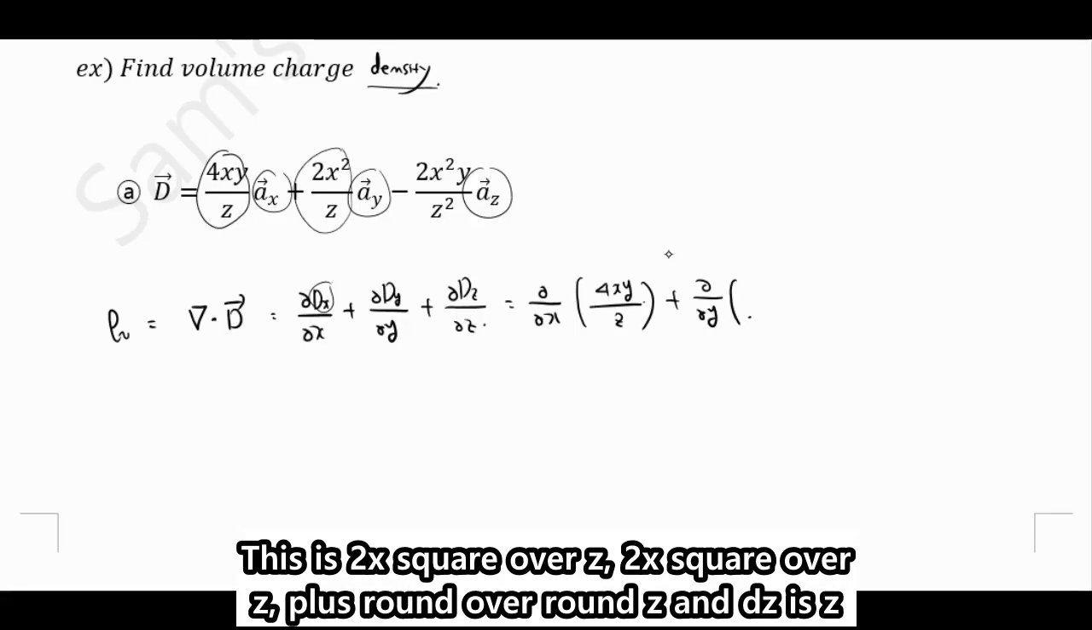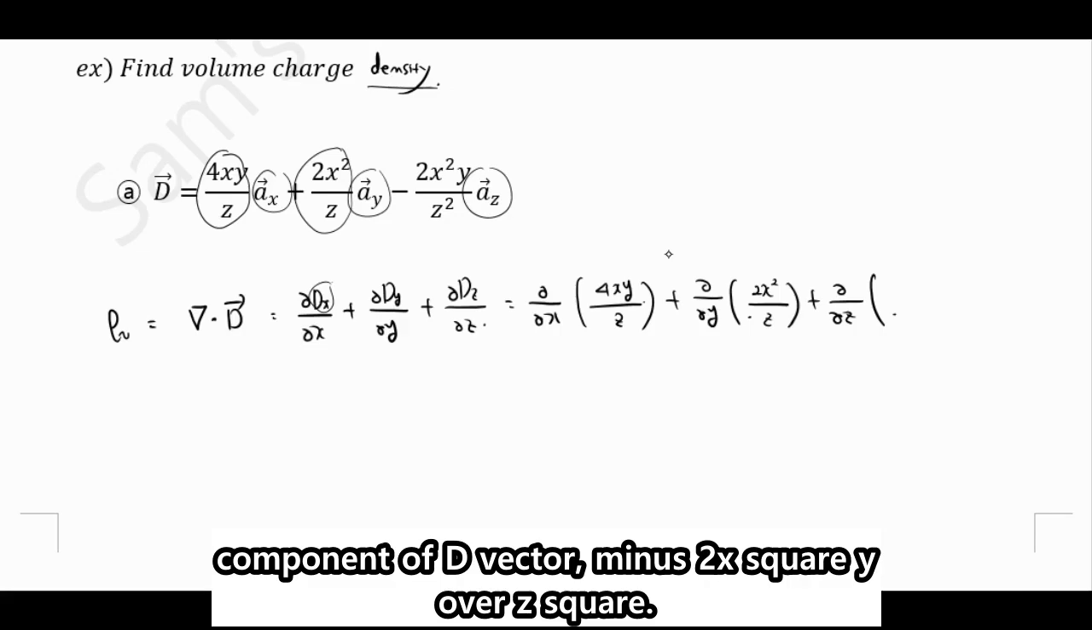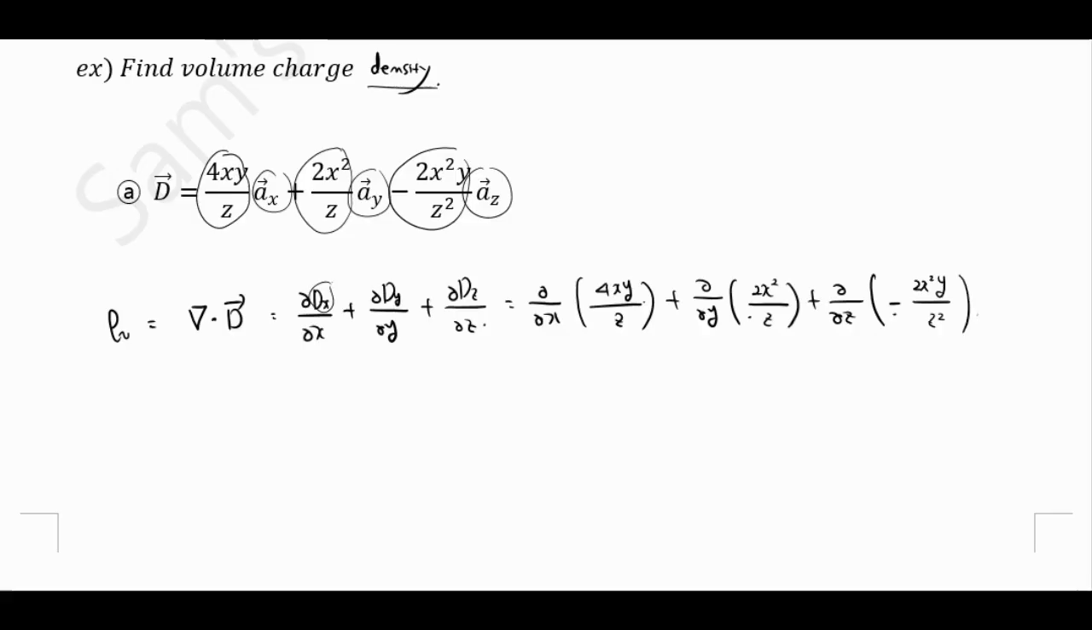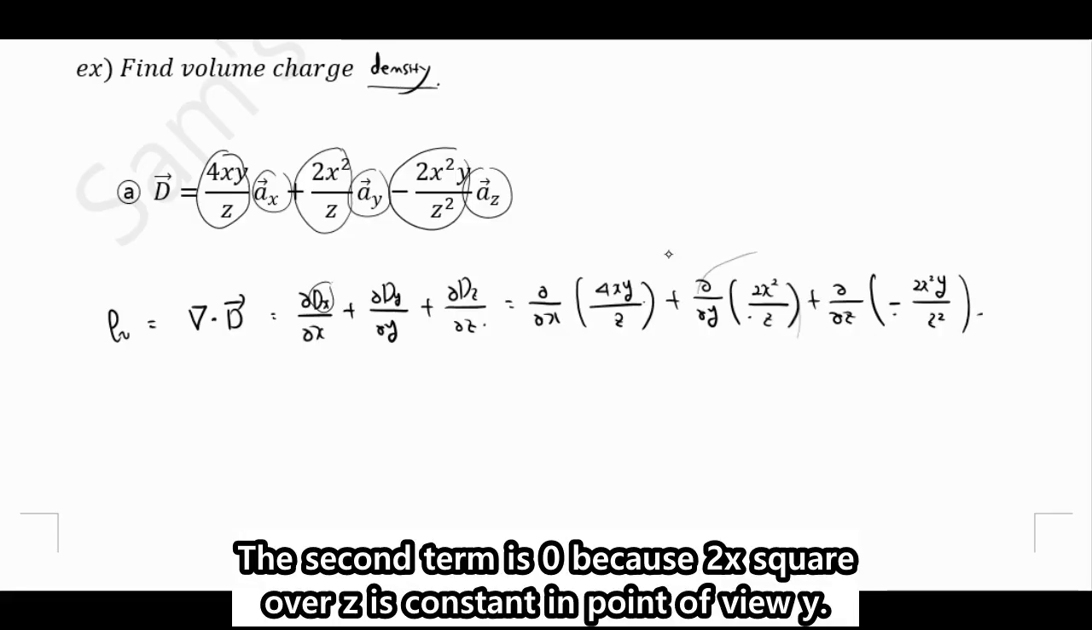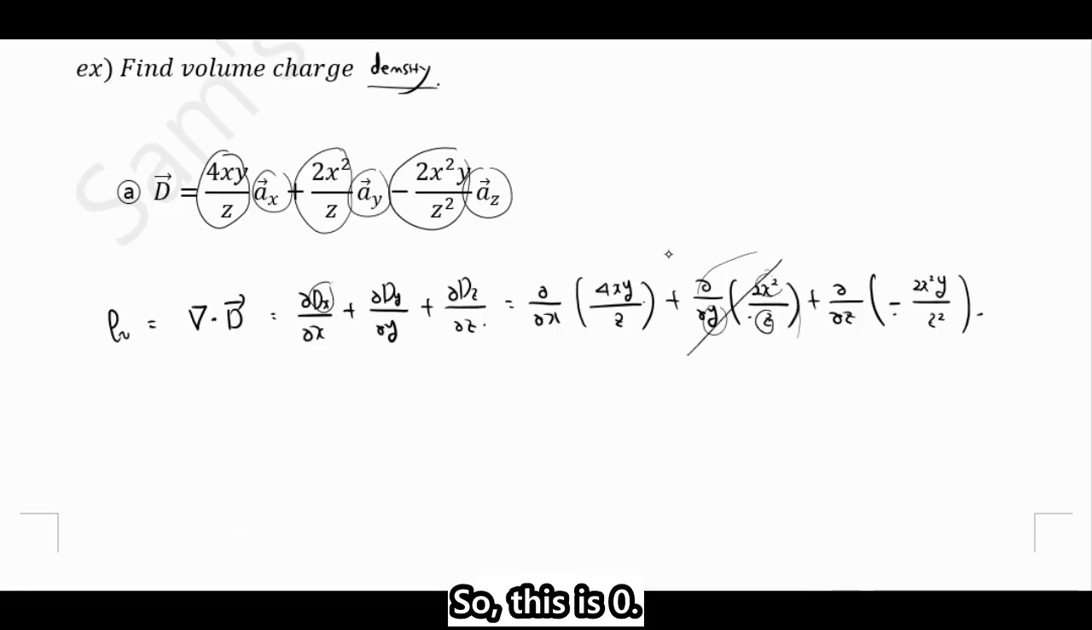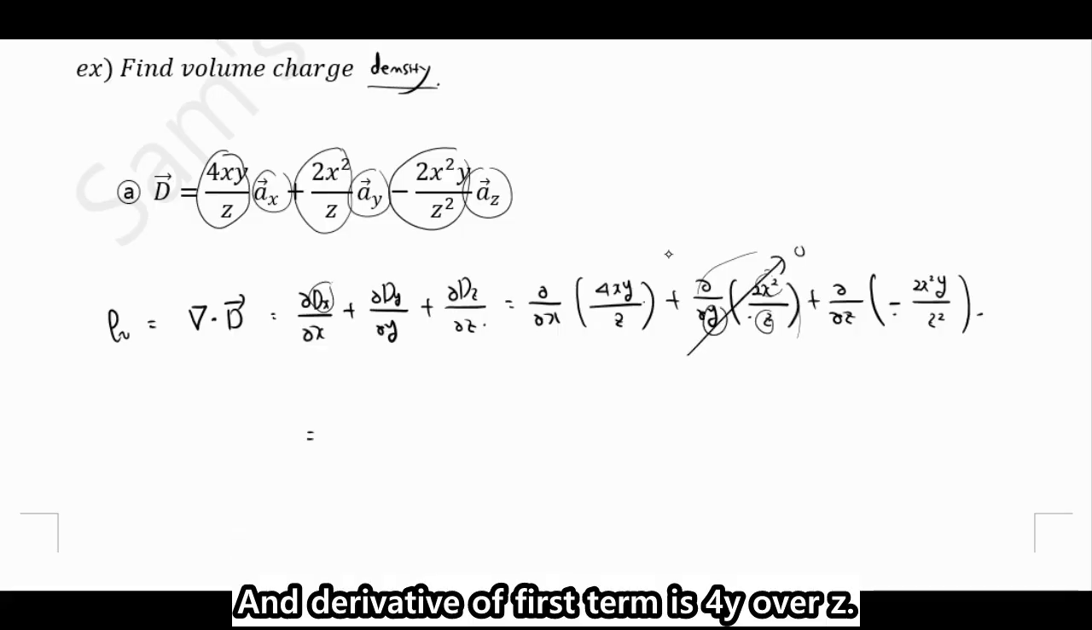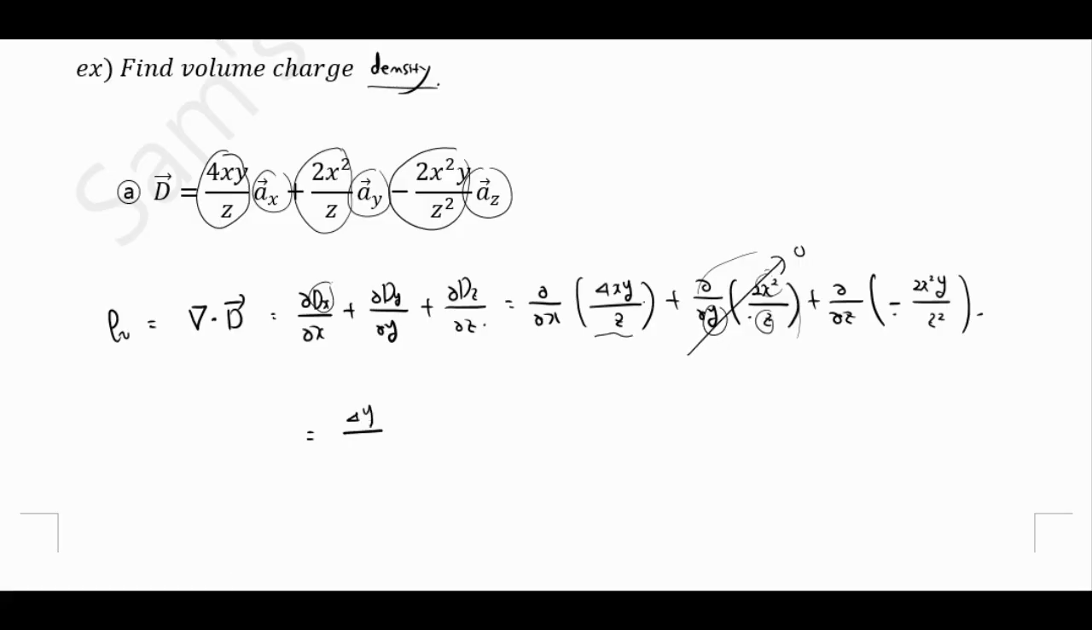Dy is 2x squared over z, plus ∂/∂z of Dz, the z component of the D vector, which is minus 2x squared y over z squared. The second term is 0 because 2x squared over z is constant with respect to y. The derivative of the first term is 4y over z.